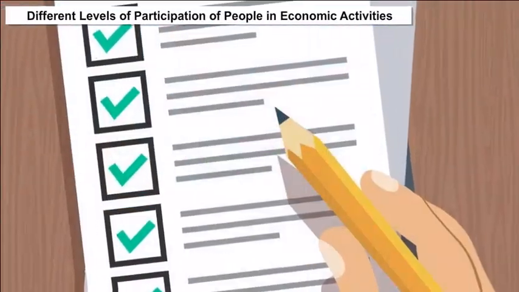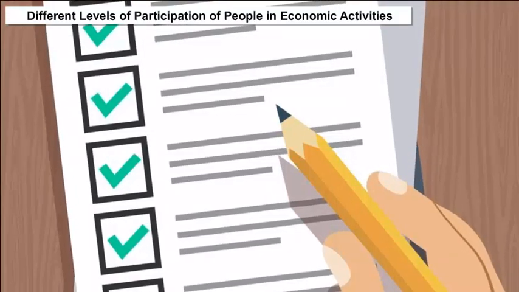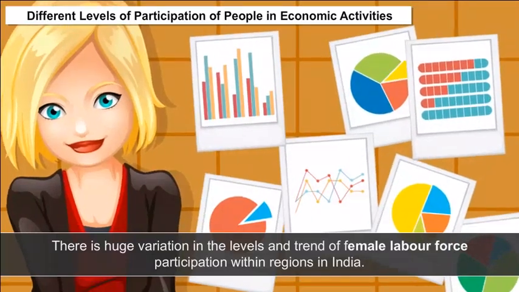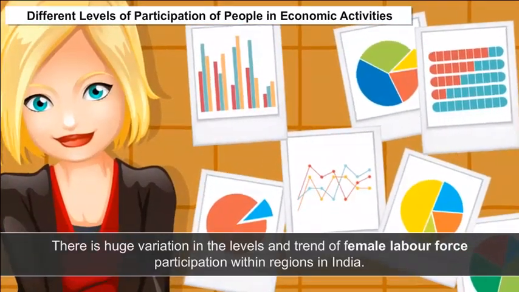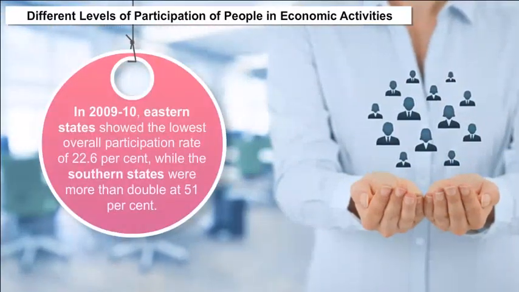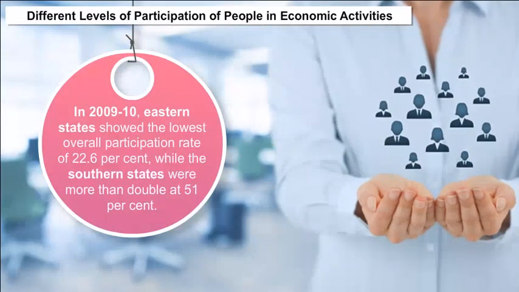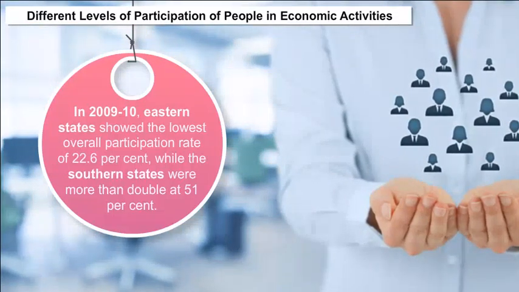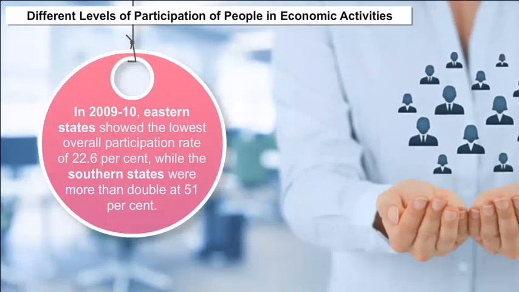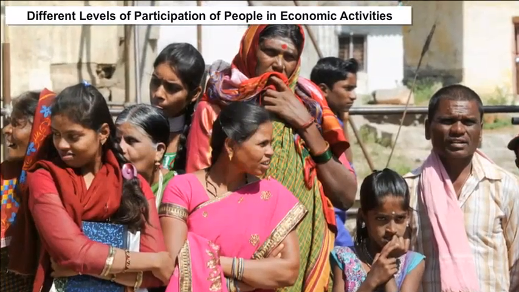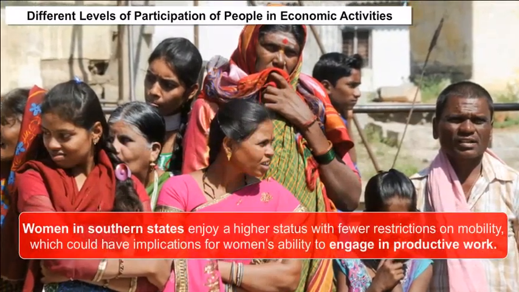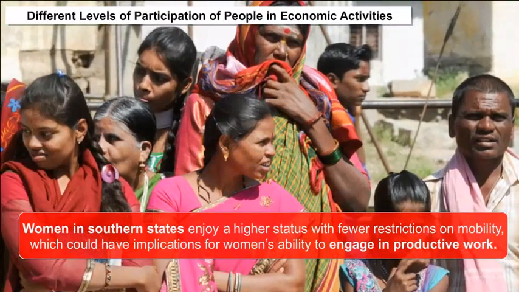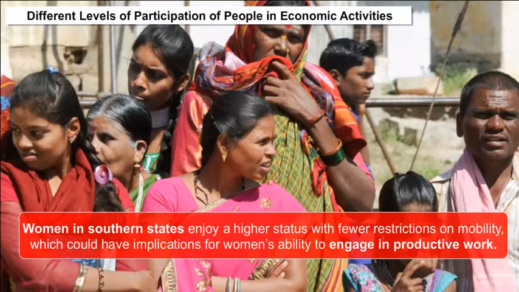Different levels of participation of people in economic activities. There is a huge variation in the levels and trend of female labor force participation within regions in India. In 2009-10, Eastern states showed the lowest overall participation rate of 22.6%, while the southern states were more than double at 51%. Compared to the rest of the country, women in southern states enjoy a higher status with fewer restrictions on mobility, which could have implications for women's ability to engage in productive work.